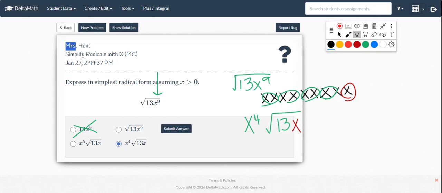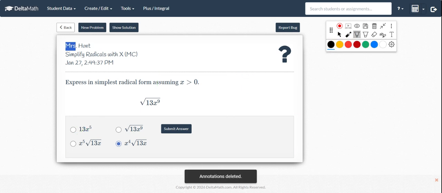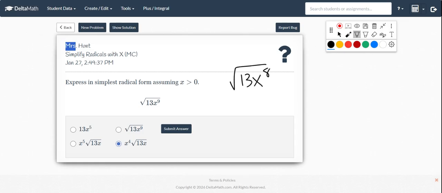If the exponent is even, like it was in the previous problem, you will be able to remove an exact amount of pairs and then have no x's on the inside. But when it is odd, like in this problem, you will be able to remove some pairs and then you'll have to leave one on the inside. Okay? So just to clarify that one thing, if this said 13x to the 8th versus if this said 13x to the 9th, what's it going to look like?